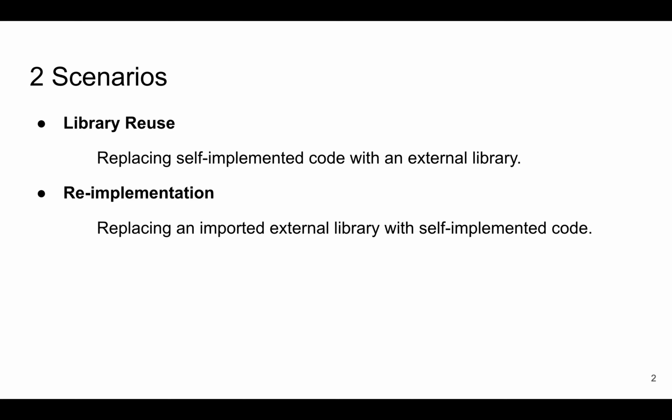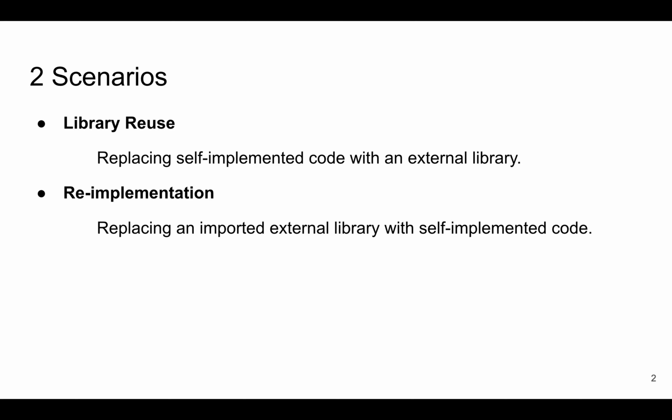The second scenario is reimplementation, where developers replace an imported external library with self-implemented code. Although reimplementation is less common than library reuse, libraries are not always used by developers, and developers sometimes still choose to re-implement the behavior of an existing library. We found that the reason why developers re-implement code instead of using an external library has not been investigated in the literature.